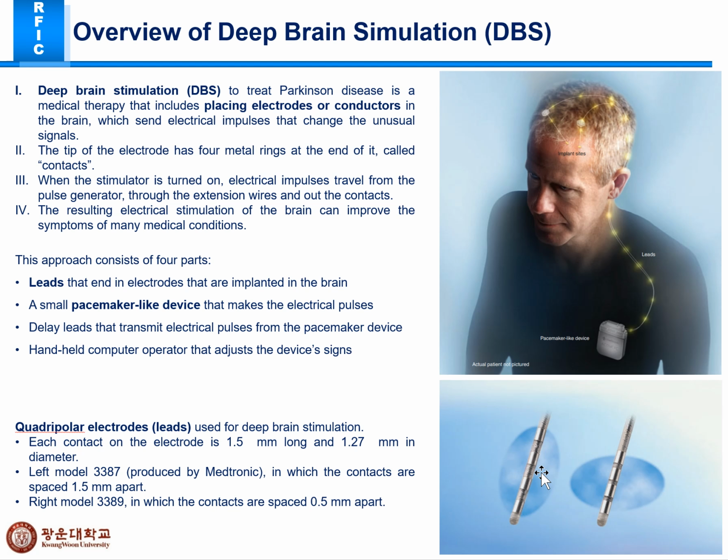Next are quadrupolar electrode leads used for deep brain stimulation. Each contact of the electrode is 1.5 mm long and 1.27 mm in diameter. The left is model 3387, in which the contacts are spaced 1.5 mm apart. The right is model 3389, in which the contacts are spaced 0.5 mm apart.